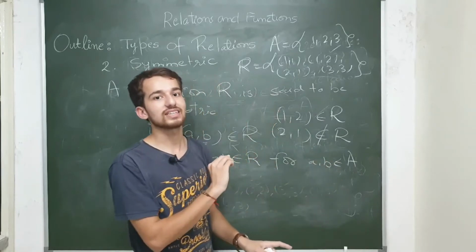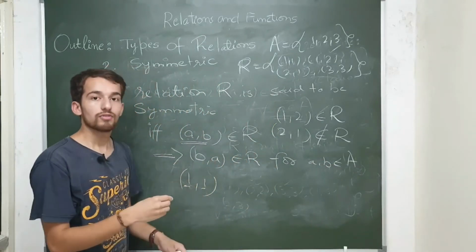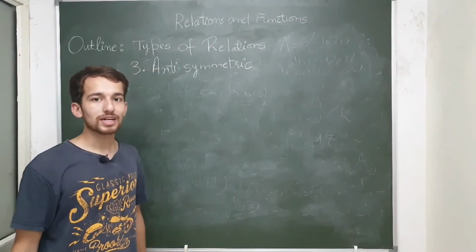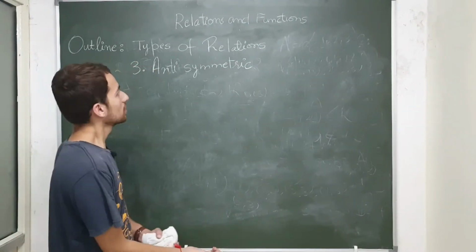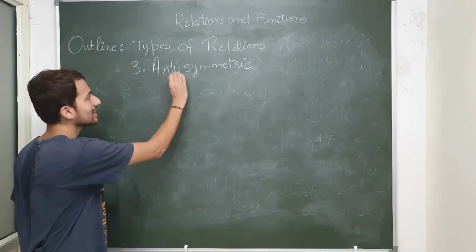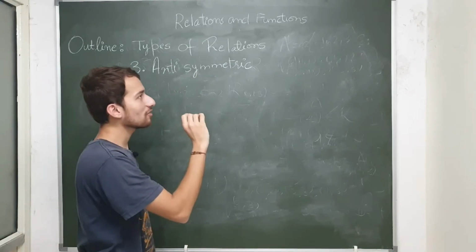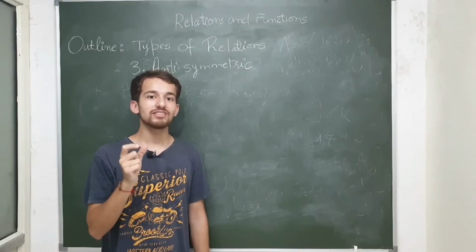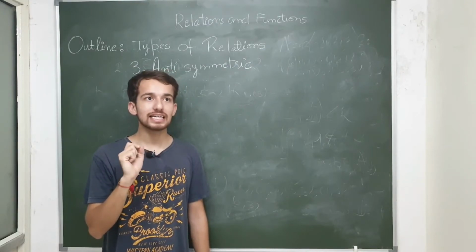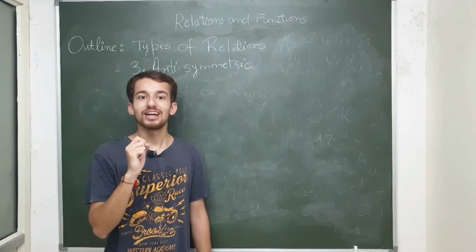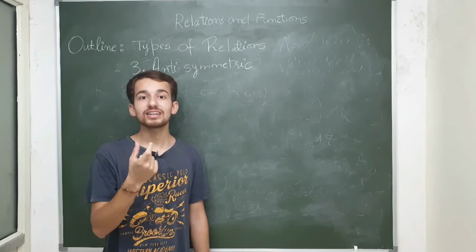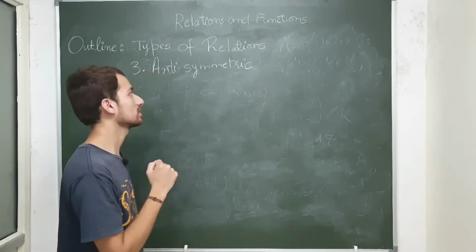So that's why this relation R qualifies to be called a symmetric relation. Now let's try to understand what an antisymmetric relation is. As the name suggests, antisymmetric. The first keyword, anti, is saying that the symmetry part should be lost in the definition.